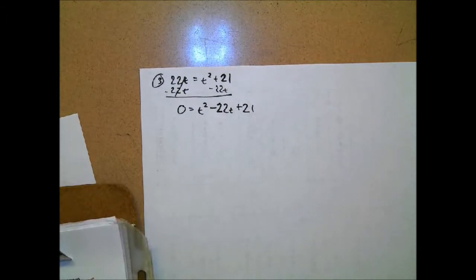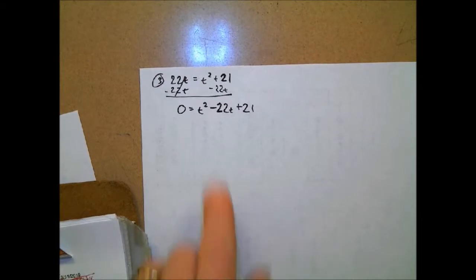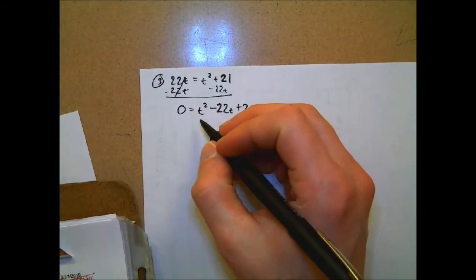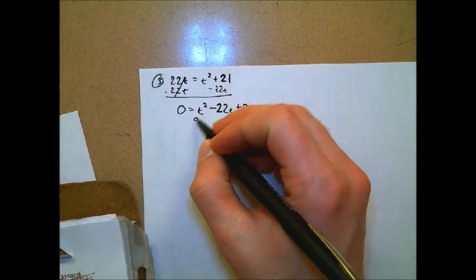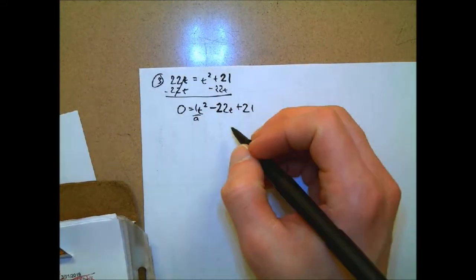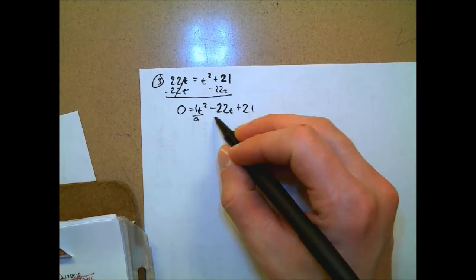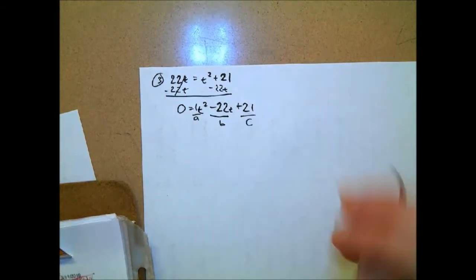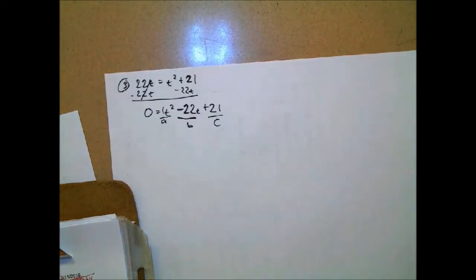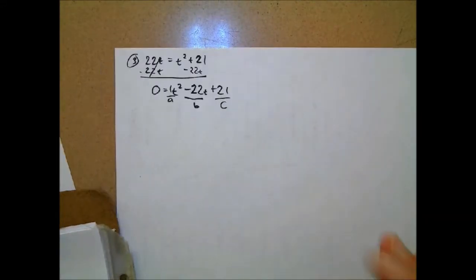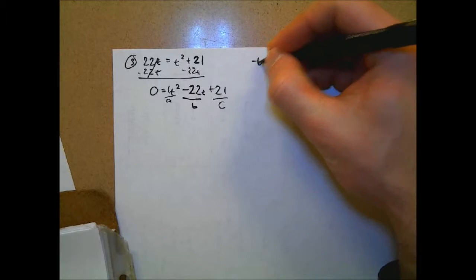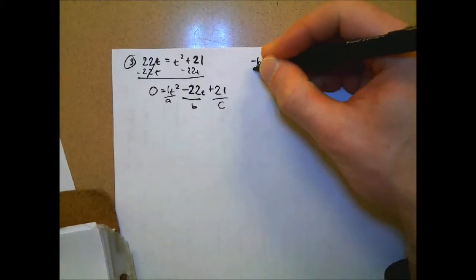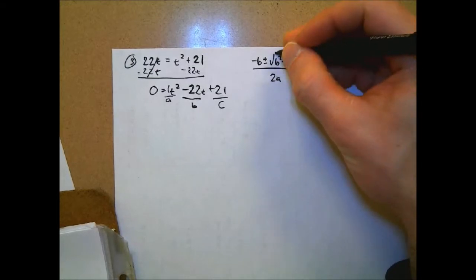All right, how about Ethan then? Ethan, what's our A? The A is 1, yeah, so our A here is 1. What's our B, Ethan? Negative 22. And then what's our C? 21. Okay, so the quadratic formula is going to have us do x equals negative b plus or minus the square root of b squared minus 4ac, all over 2a.